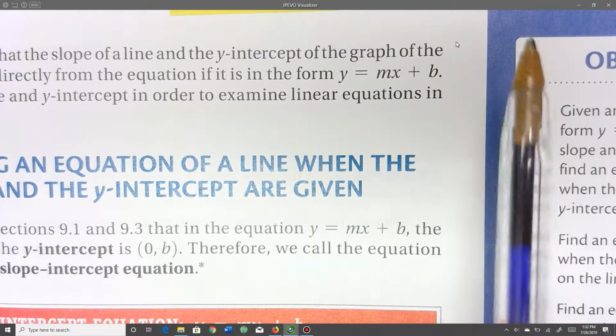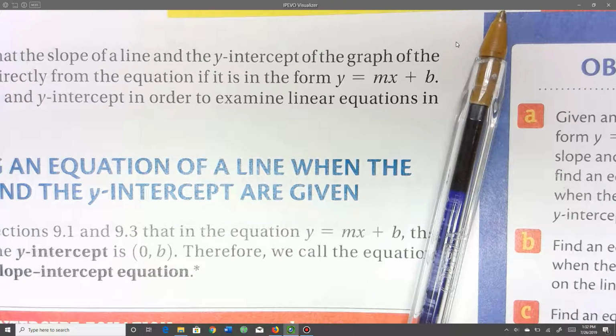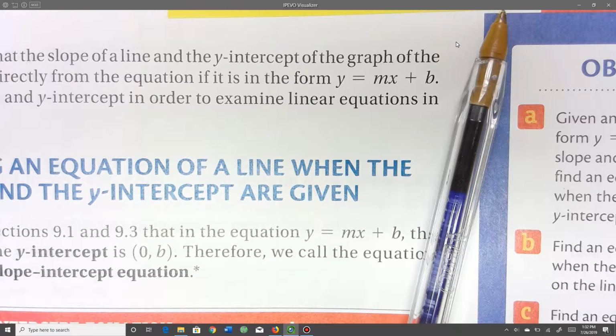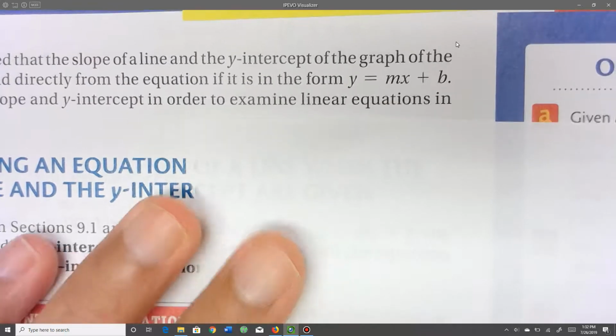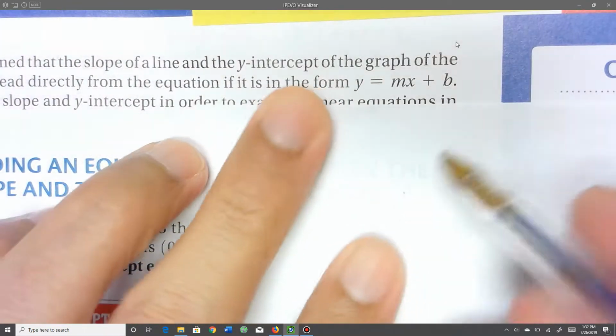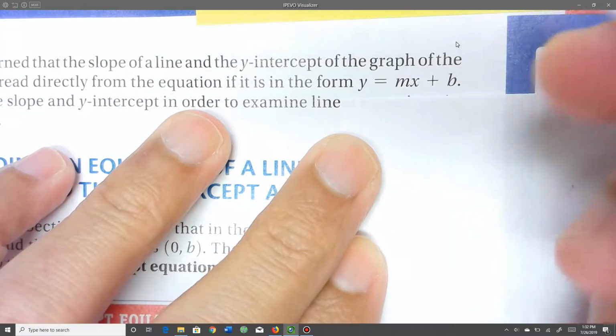and then all you have to do is think about the other value for that other pair, which would be 0. So let me get some paper really quick. Okay, so that b represents the y-intercept, and you have been practicing that.